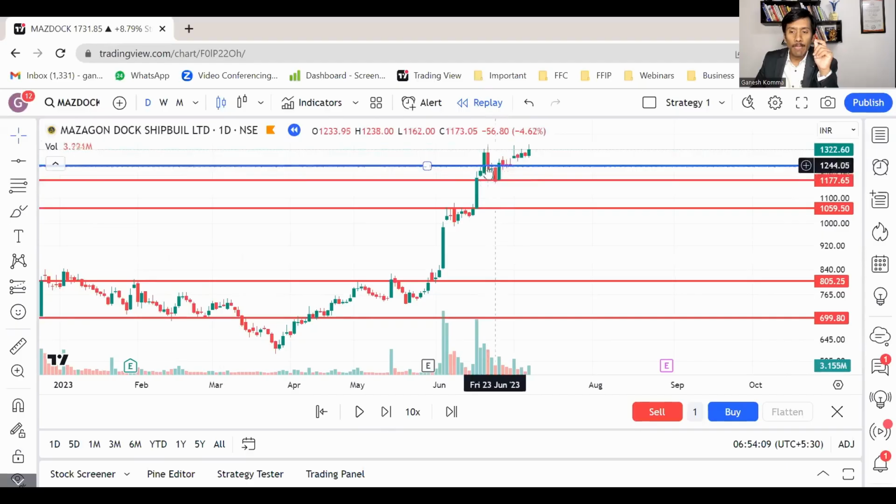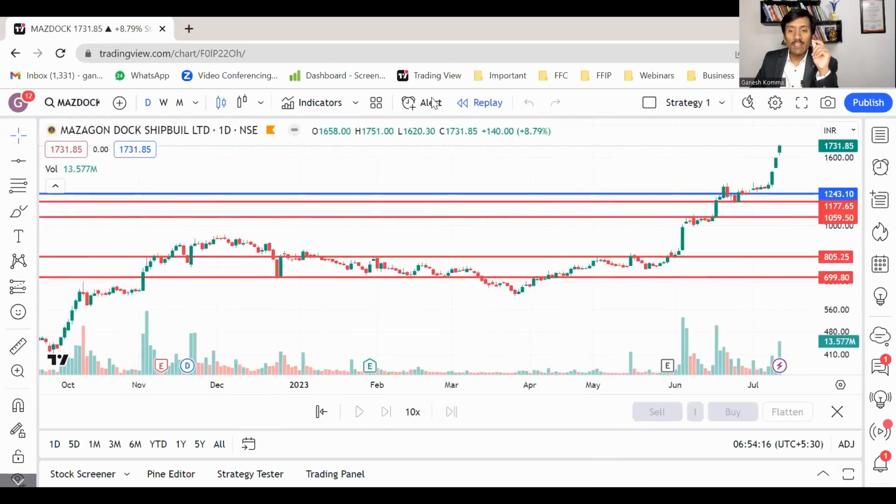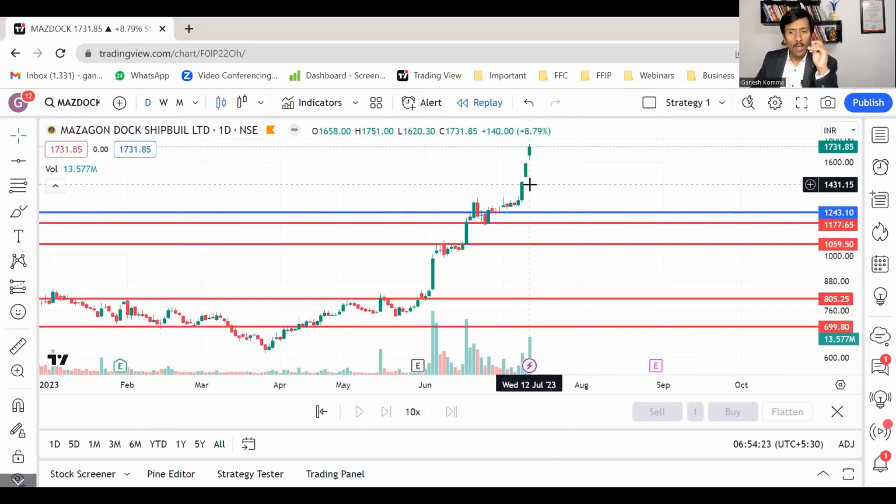And here again, on 21st of June, it was hovering at the resistance level. And now it is in the blue sky zone. Whoever is already holding Mesogon stock in their portfolio, nothing to worry about. It is a clear reflection.